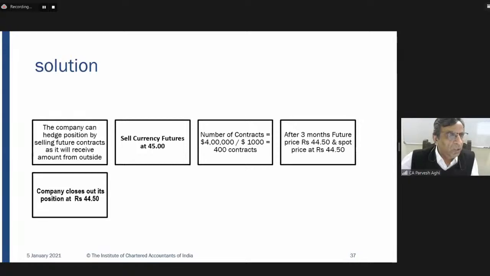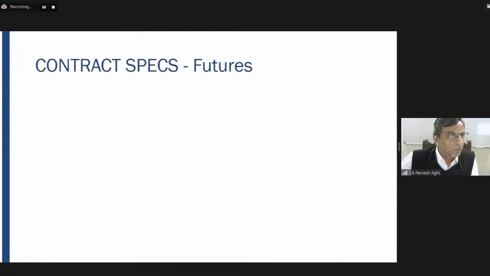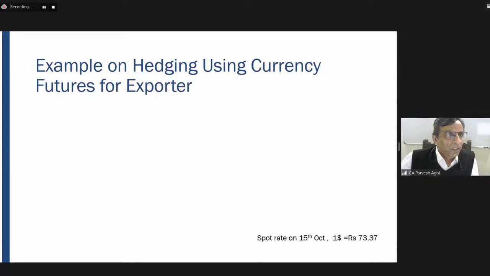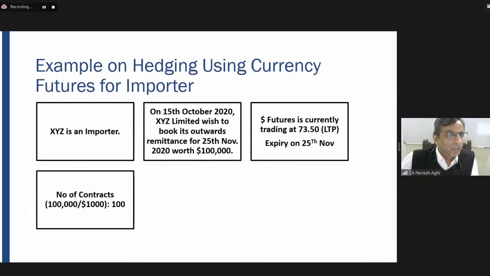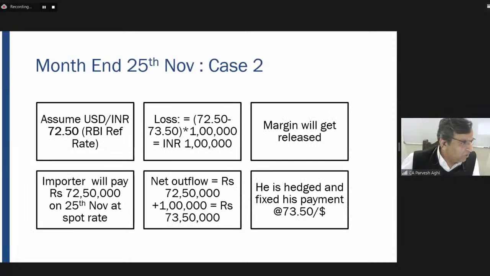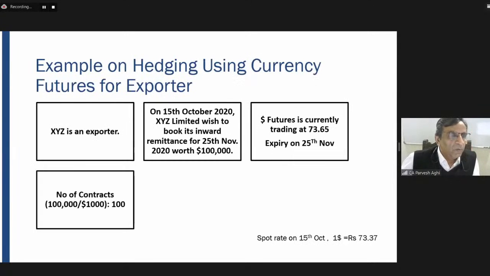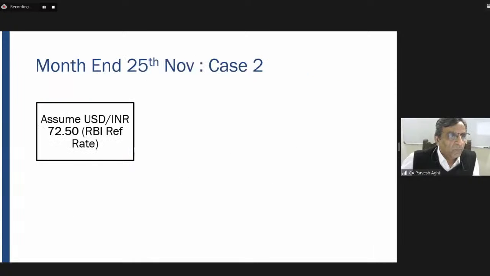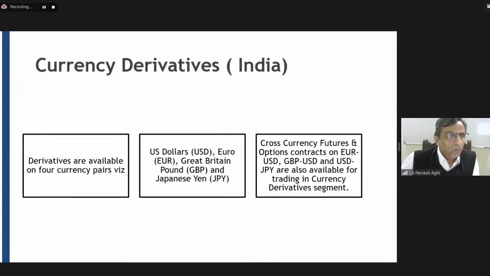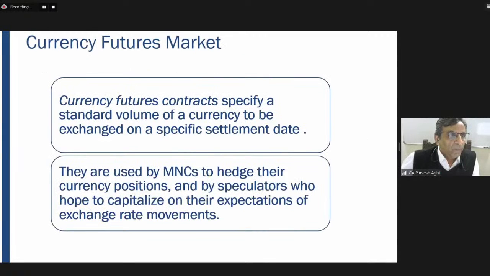So I'm just going to take you through the specs again a little bit. Because the last question is going to take time, we'll not be able to complete that within the time foreseen. So let's understand some of the specs again. This is just a revision. So currency futures contracts basically specify a standard volume of currency.